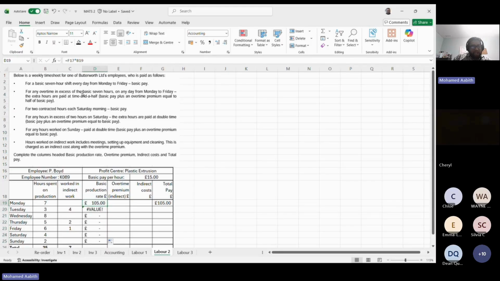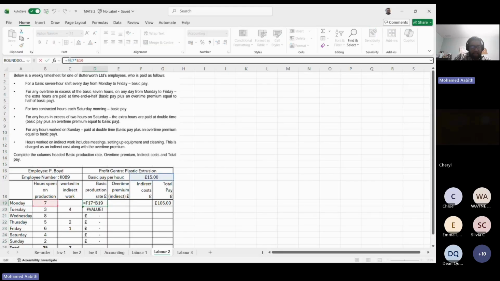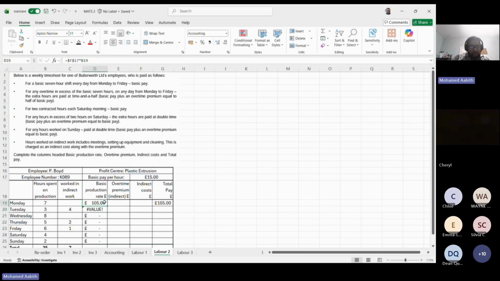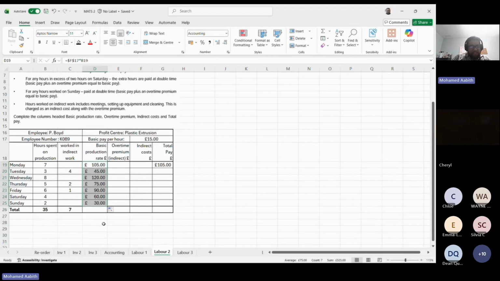This time, I'm going to change this F17 as what we call absolute cell referencing. So if I do that absolute cell referencing, what it does, it keeps that number unchanged. So here, 3 times 15 is going to be 45, 8 times 15 is going to be 120, and so on. So every hour I worked in the production, it's going to be my basic rate.